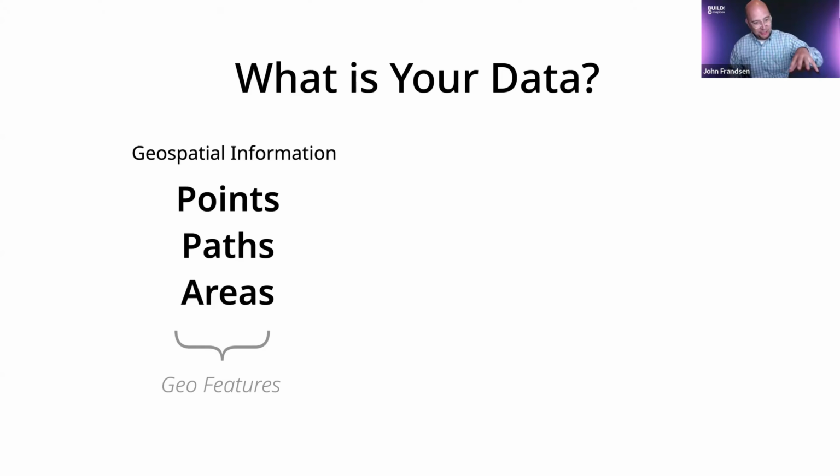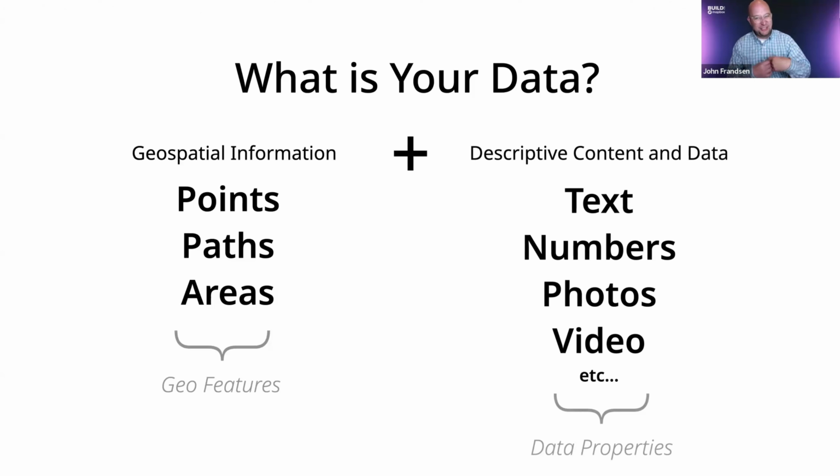Plus, it's the descriptive content and data that is associated with those geo features. So it could be text, the descriptions of things, numbers like the population number or something like that. It could be photos, video, all kinds of other types of data. And another way to sometimes think about this is data properties.